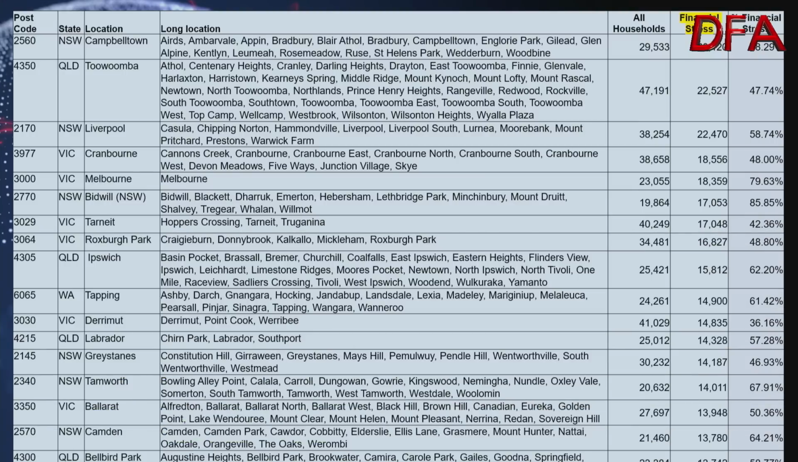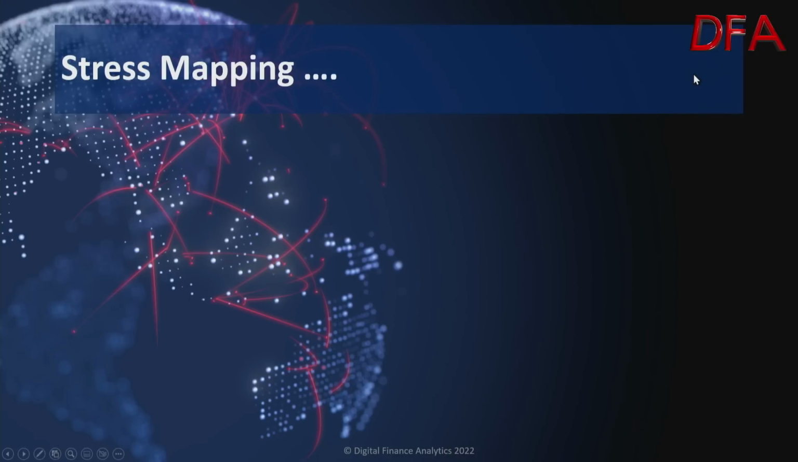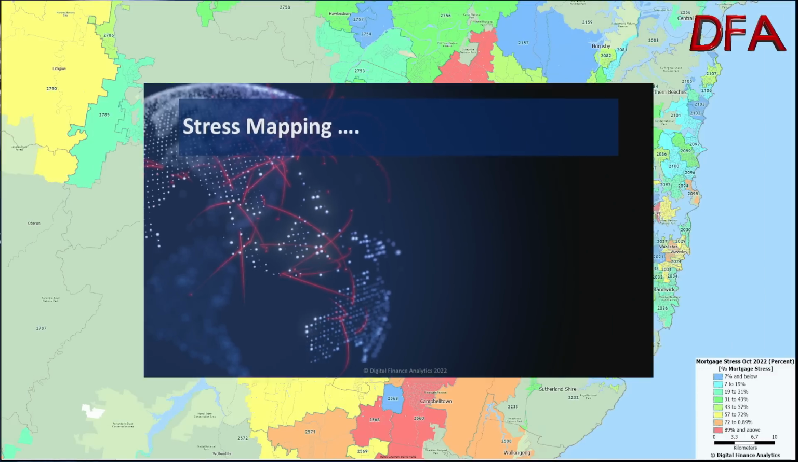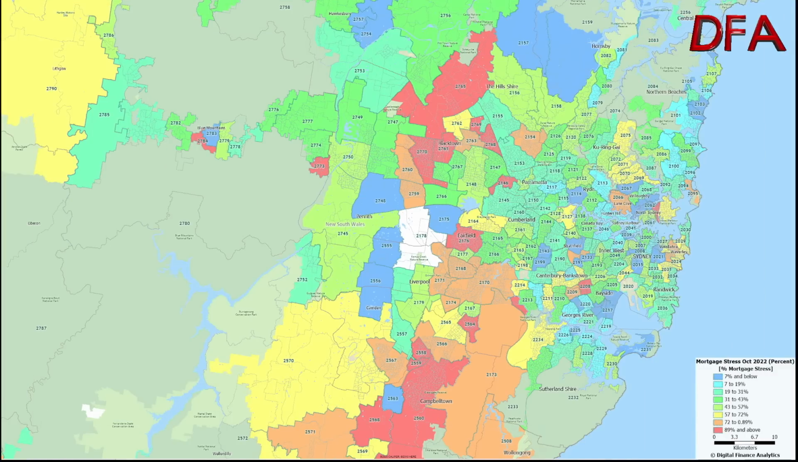What I wanted to do now was to show you some of the stress mapping, because I think the stress mapping is actually quite a powerful tool when it comes to looking at where the problem areas are. So I'm going to switch across to here. Now this is actually the stress map for Sydney. We can look at other areas as well.